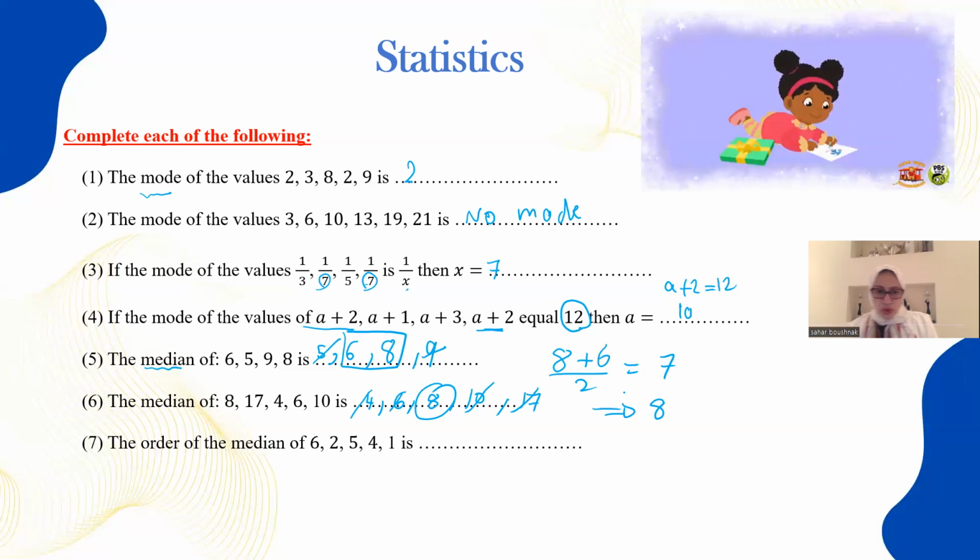To get the order of the median, the same way, I must find the median first. So 1, 2, 4, 5, and 6. One from the beginning, one from the end, one from the beginning, one from the end. So the median is 4. First, second, third. So the order is third.